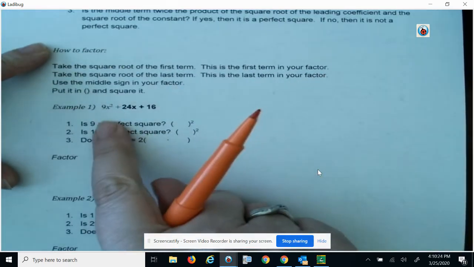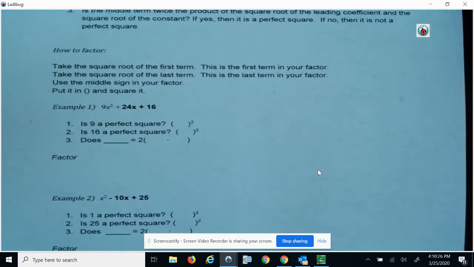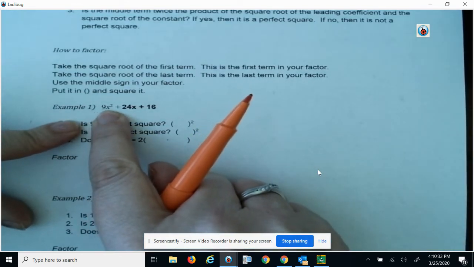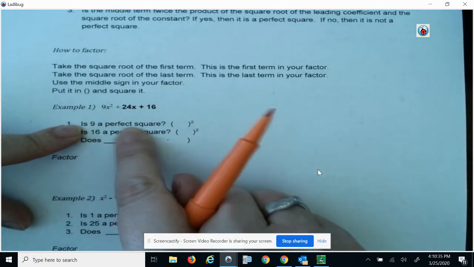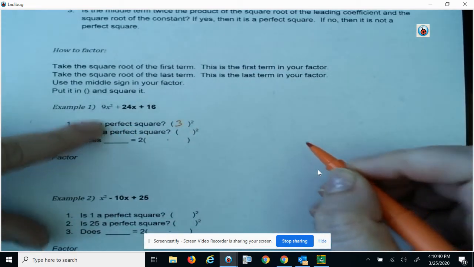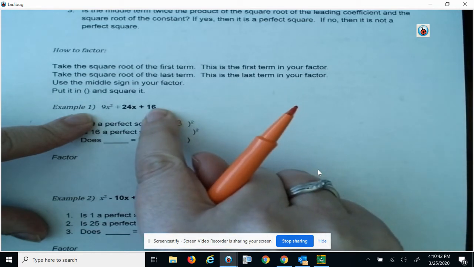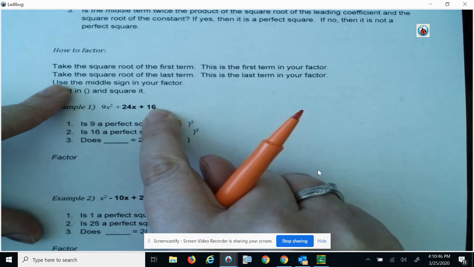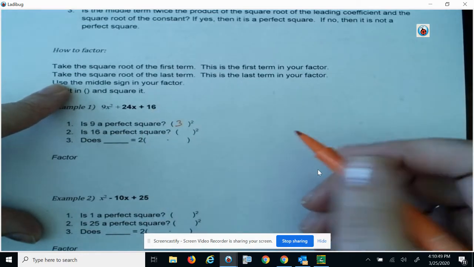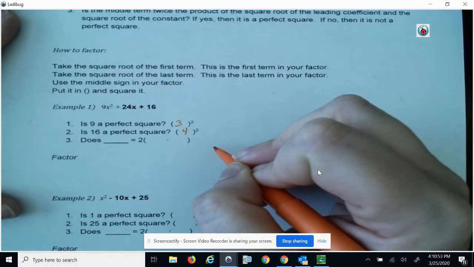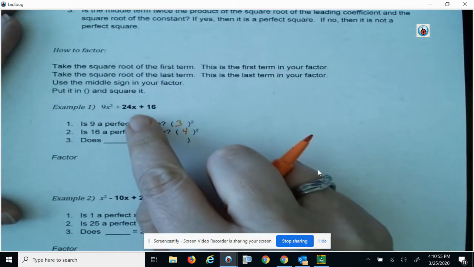Okay, so example number 1, we're checking to see if it's a perfect square and can we take a shortcut instead of using the x method. First, our first term is 9x squared. Well, is 9 a square? Yes, it's 3 squared, 3 times 3, right? And x squared is a square too. Then we're checking our constant, 16. Well, 16 is 4 times 4, that's a square, right? 4 squared.